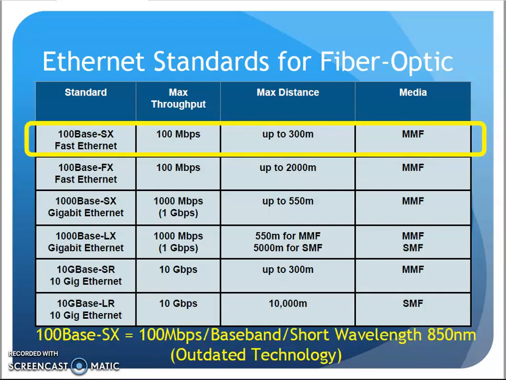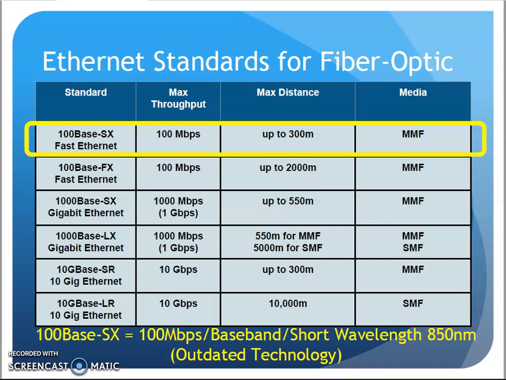Here we go. First one, 100 base SX. Our 100 base, that's Fast Ethernet, Fast Ethernet fiber optic. These are pretty outdated because if we have any fiber optic connections, we're probably up in the 10 gig or 40 gig range. So these are kind of outdated, but we'll look at them real quickly.